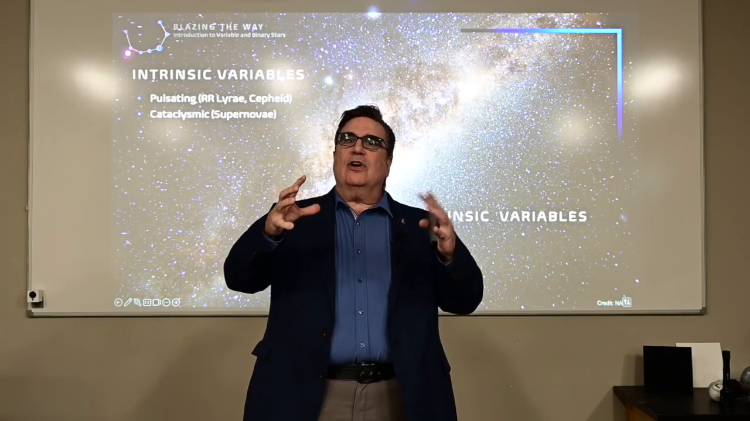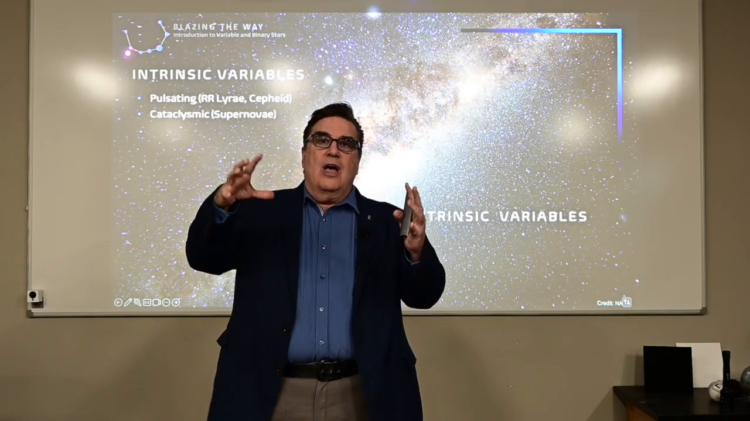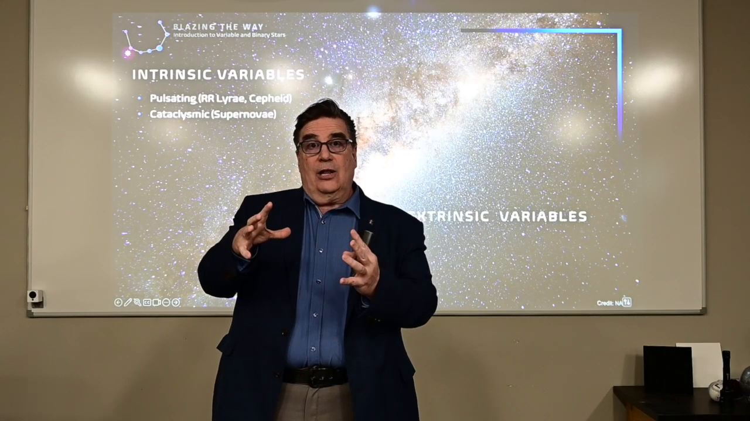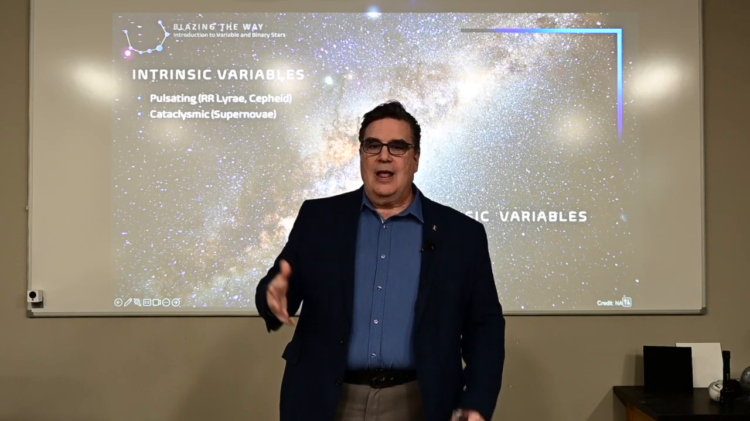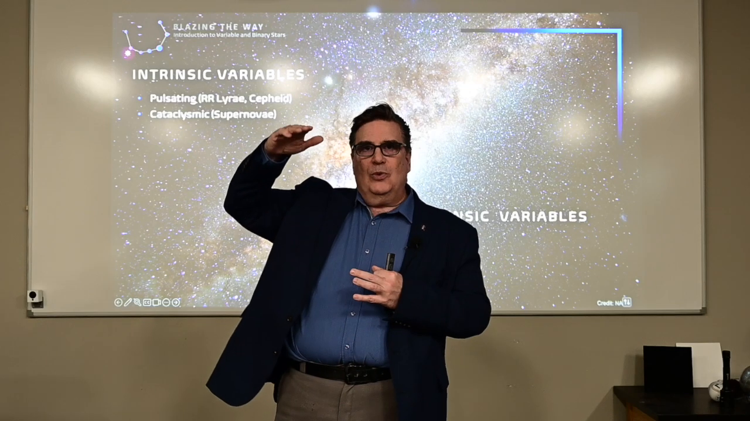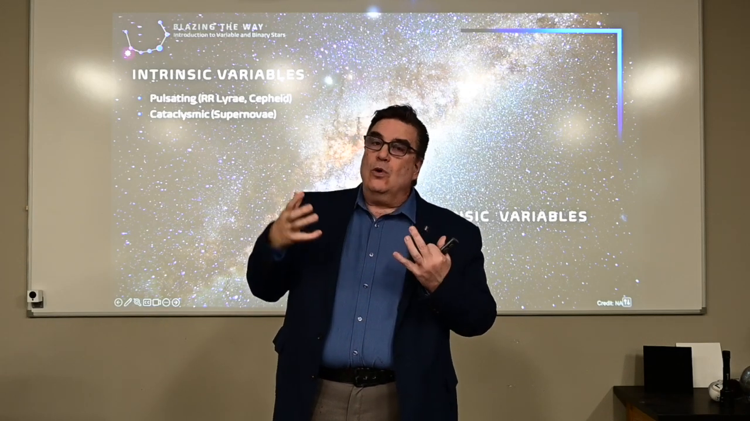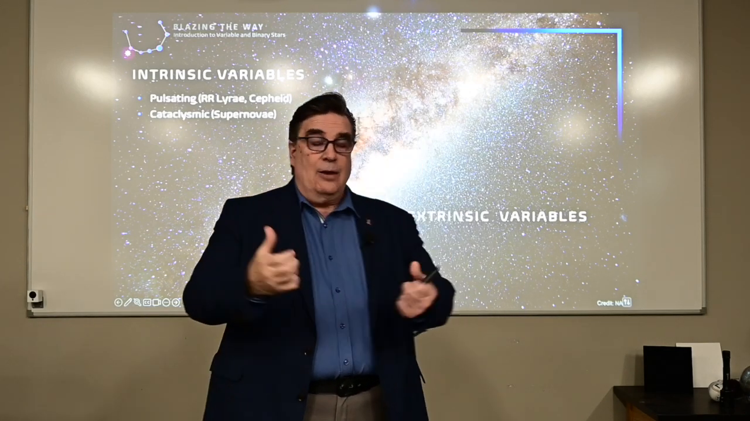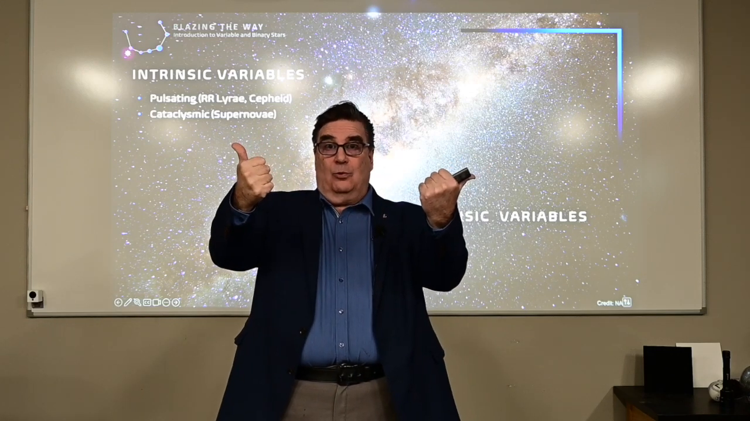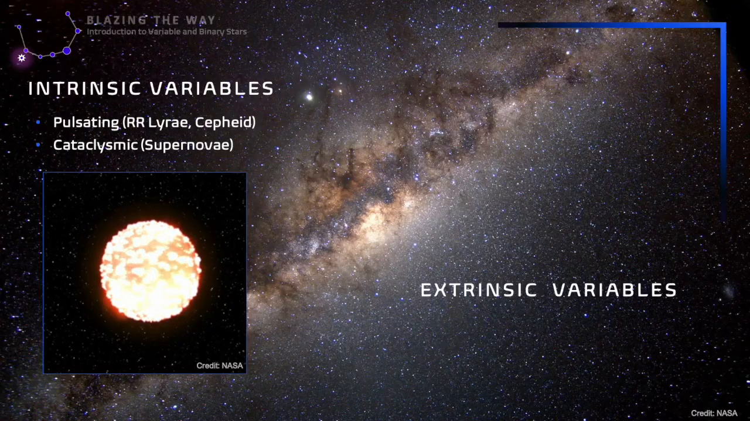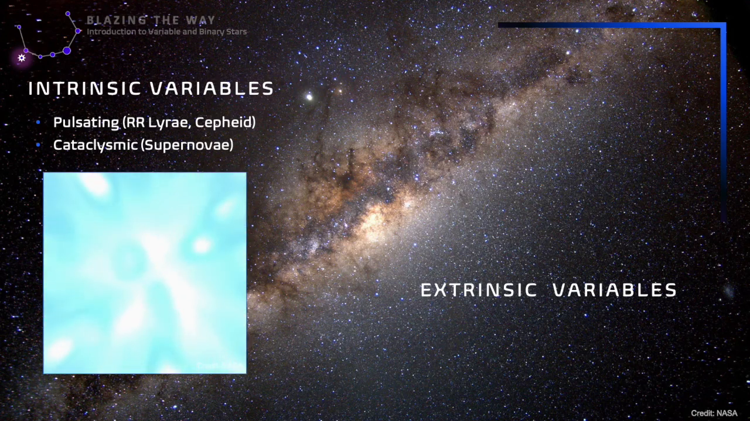See, these very, very large stars fuse a variety of different elements within their core. Stars, of course, are element factories. But once it gets up to iron, it's no longer able to fuse it. And without that outward force keeping it outward, the inward force of gravity causes it to collapse and then go supernova. That would be our cataclysmic intrinsic variable.